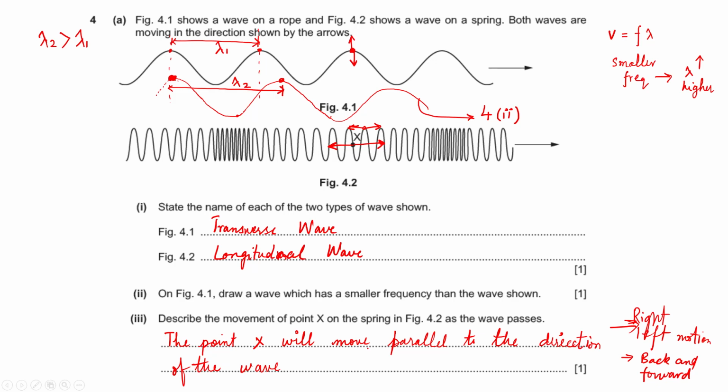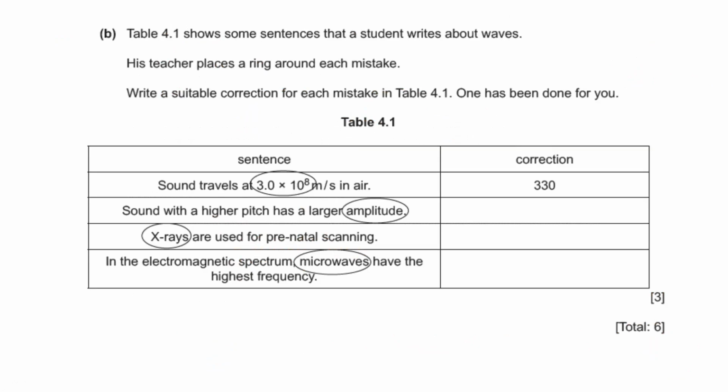Okay, so next part. Question number 4, or sorry, table 4.1, question 4 part B. It says table 4.1 shows some sentences that a student writes about waves. His teacher places a ring around each mistake. Write a suitable correction for each mistake. One is done for you. So sound travels 3 into 10 power 8 in the air. So sound travel speed is 330 meters per second in the air.